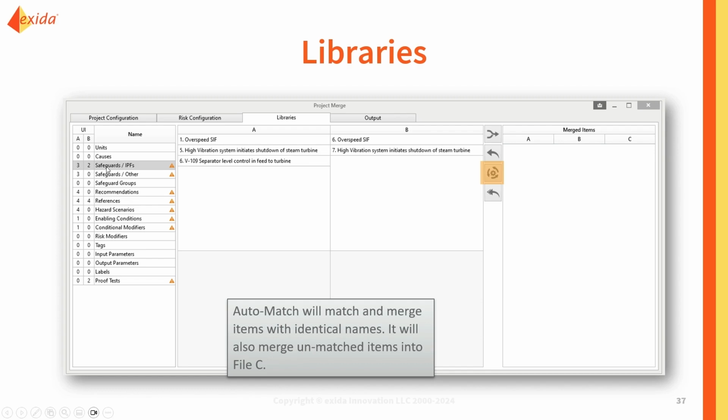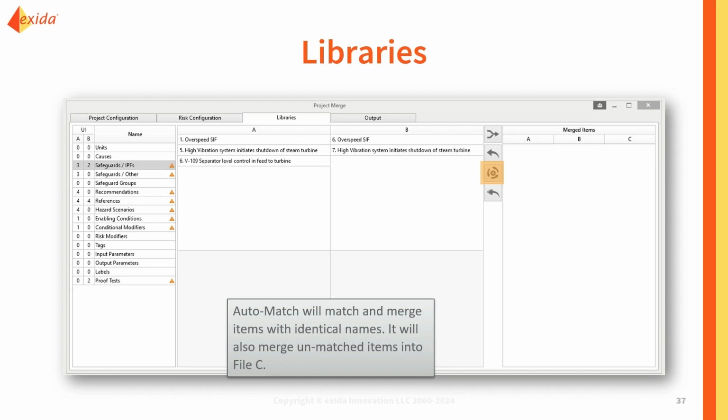For the library that we're in, we're looking at safeguards that are SIFs. We have an overspeed SIF, a high vibration SIF, and a level control SIF in file A. We have an overspeed SIF and a high vibration SIF in file B. So when I select the auto match button, what's it going to do?